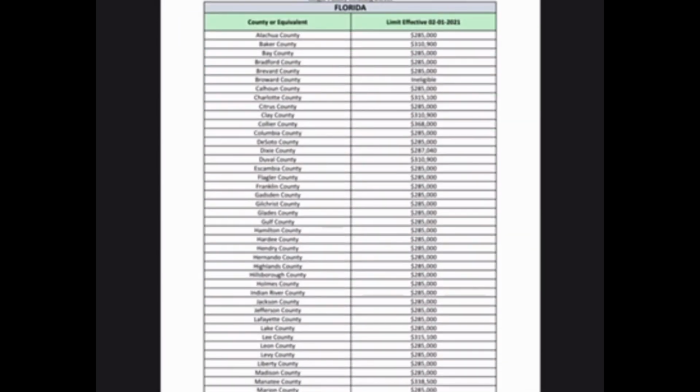So let's just say that you are in Florida. And what county should we use? Let's look up Columbia County. If you are in Florida and in Columbia County, you are able to get up to $285,000, which is the maximum area loan amount. That is the most that you can get, no matter what your income is. Even if you make enough to get more than that, they will not give you more than that.